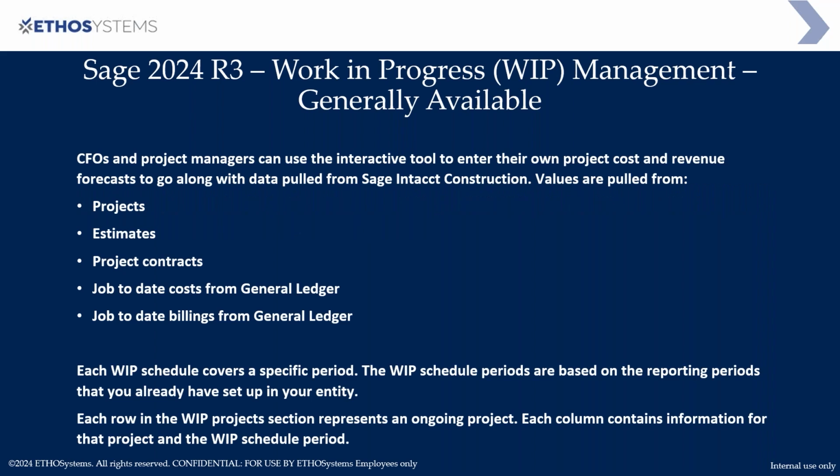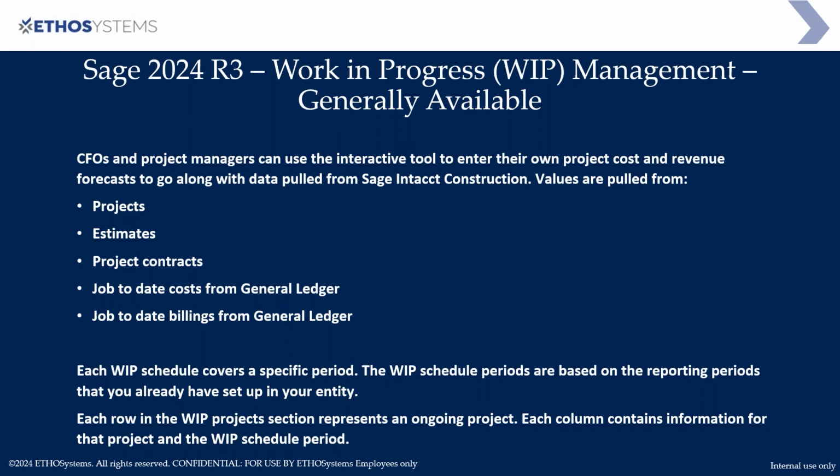Basically, the values are being pulled from projects, from your estimates, from your project contracts, but it's also going to be looking at your job-to-date costs from general ledger and your job-to-date billings from the general ledger. So it looks at all those different things in the system, and then you'll again be able to go in there, report upon what you've been doing, and then it will create any of the over/under billing journal entries at that point.